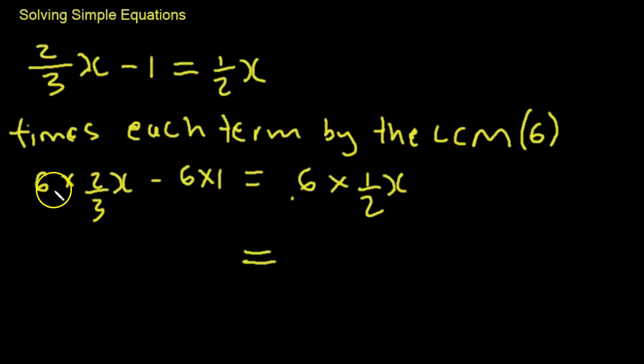Now, 6 times 2/3. If you notice, 3 into the 6 goes 2. We divide 3 into the 6, that goes 2. So we end up with 2 times 2x. So this becomes 4x. 3 into 6 leaves you with 2. And then the 2 times 2x gives you the 4x. And 6 times 1, that's 6. Here, 2 into 6, this is 6 over 1, right? 2 into 6, that's 3. And 3 times 1x, so that's 3x.